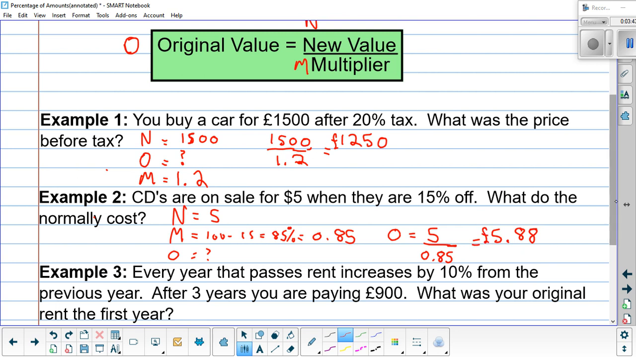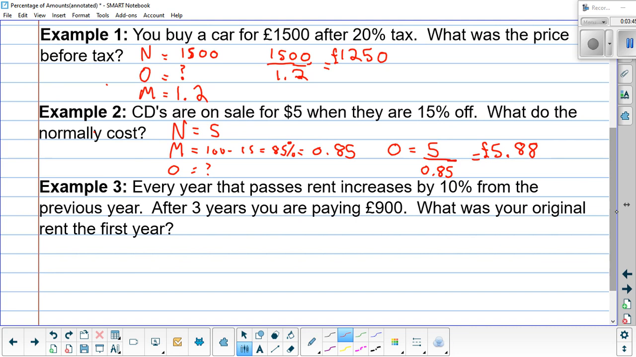Make sure you have your units of pounds. Dollars, my mistake. Keep an eye out for what they use.